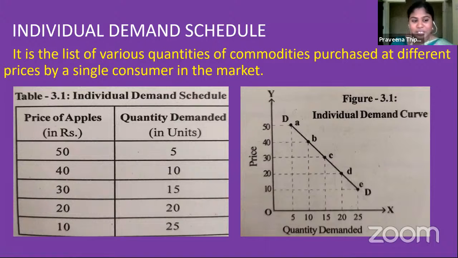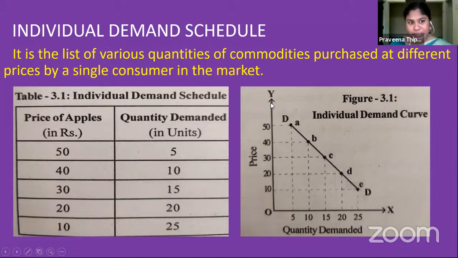And see, observe the table, children. Here the price of apple has gone down to 10 rupees. So the quantity demanded has increased to 25. So what do you observe in this table? See, when the price of a commodity is decreasing, the quantity demanded is increasing. So the same individual demand schedule can be represented in the form of an individual demand curve.